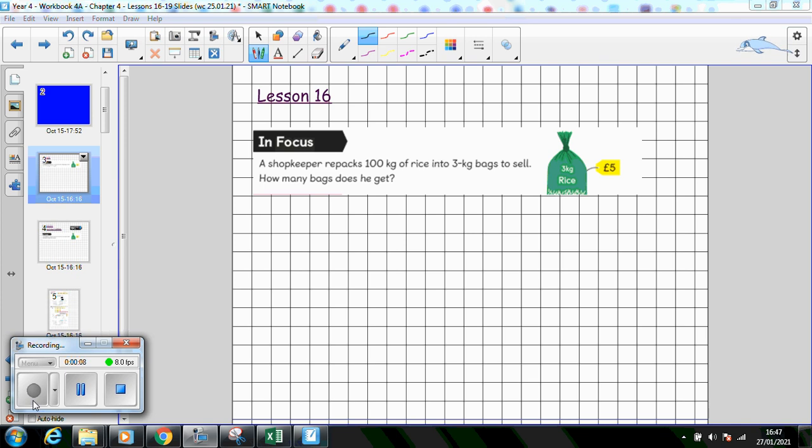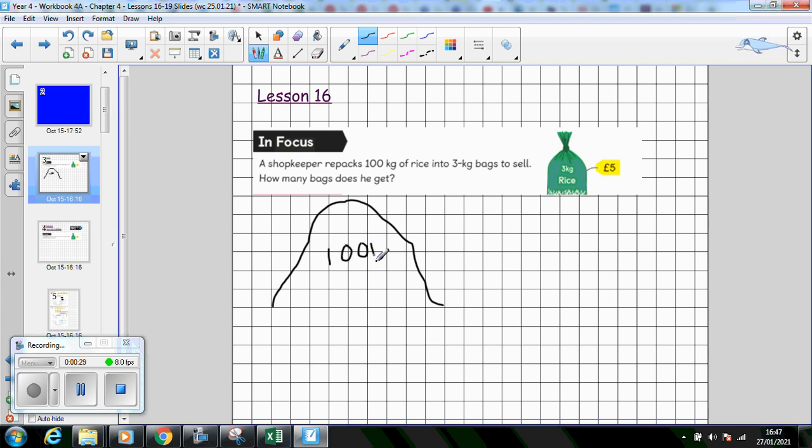Our In Focus today says that a shopkeeper repacks 100 kilograms of rice into 3 kilogram bags to sell. It asks us how many bags he gets. So I want you to imagine that you've got a big mountain of rice and that rice weighs 100 kilograms.